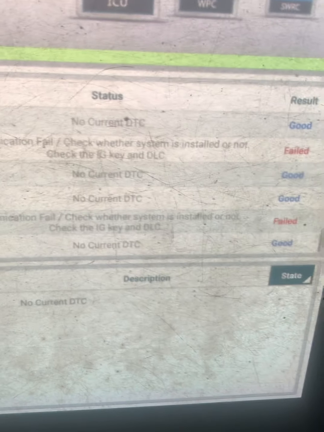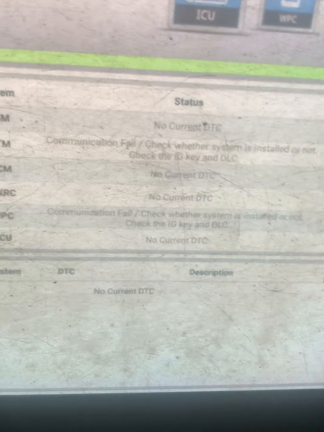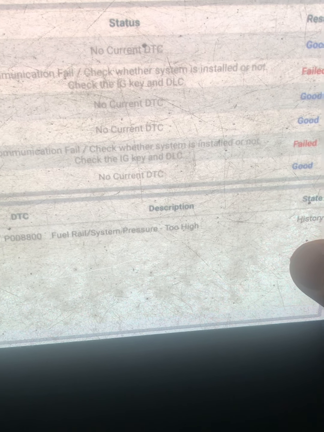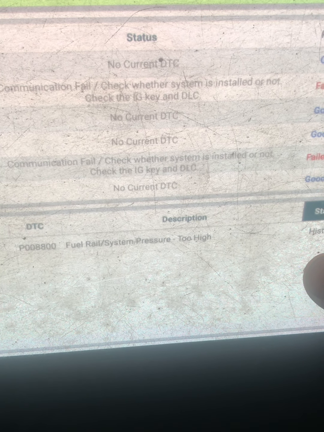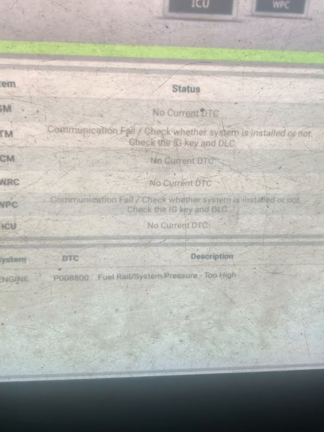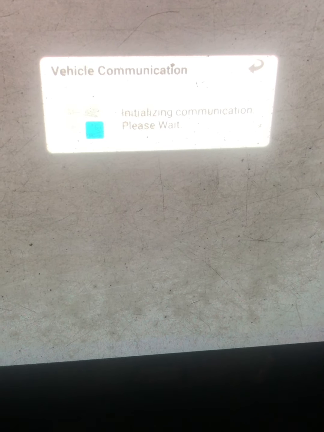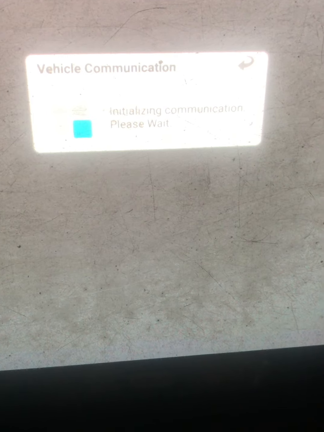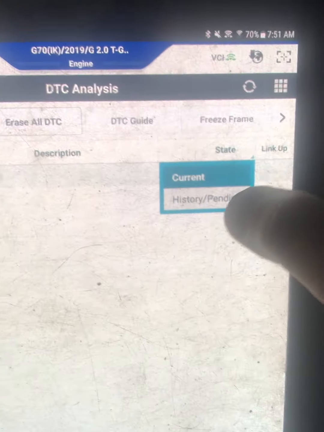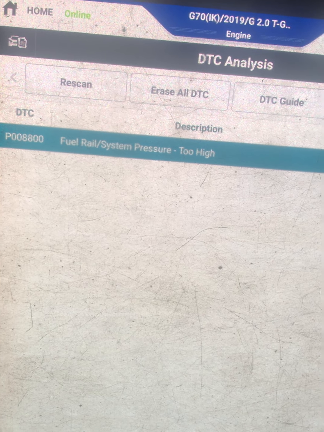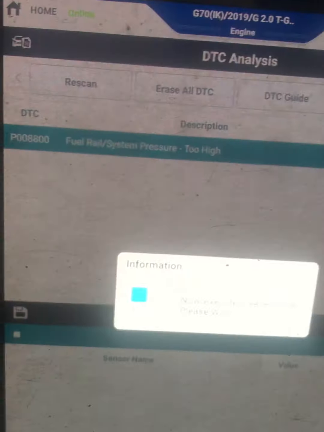So our system scan is done, and we do have current codes. Let me go to the system. It says here fuel rail system pressure too high. Let's go to DTC, and maybe we can check our freeze frame there. It's history, it's P0088. So let's go to freeze frame.